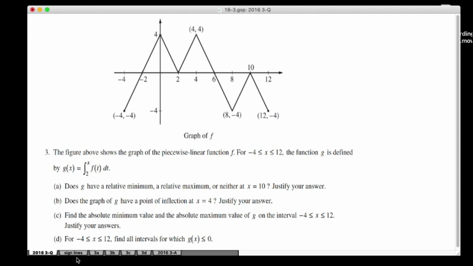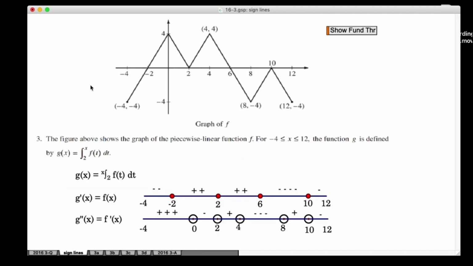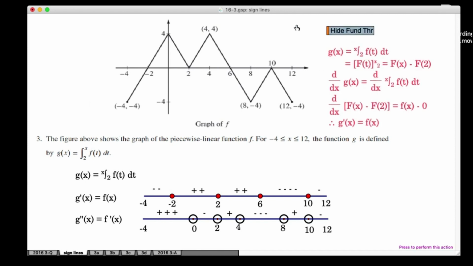You don't have to do it this way. I'm just going to give you the whole thing with the sign lines. Okay, so let me just show you something right here. First of all, this is the fundamental part of the fundamental theorem of calculus. I'm giving you what they gave us right here. g is the definite integral from 2 to x of f of t dt. Okay, I'm just going to go through some steps here. You don't have to do all this. It's much easier than that.